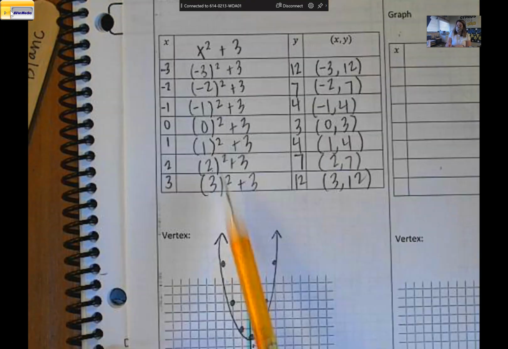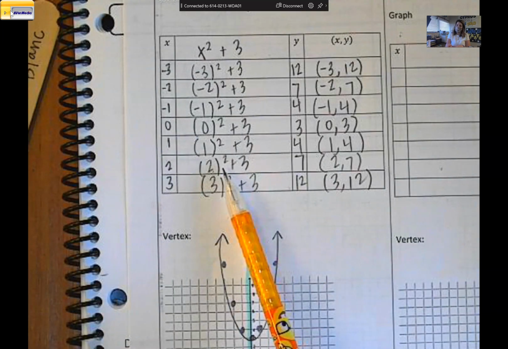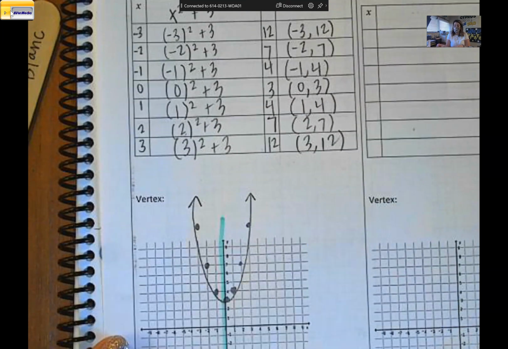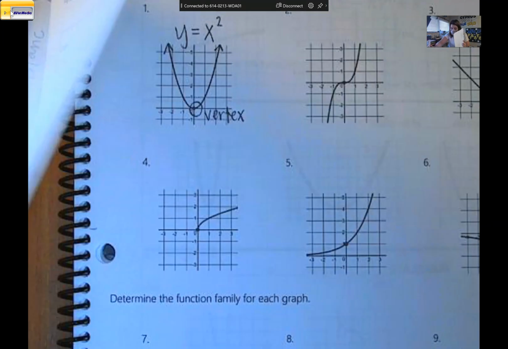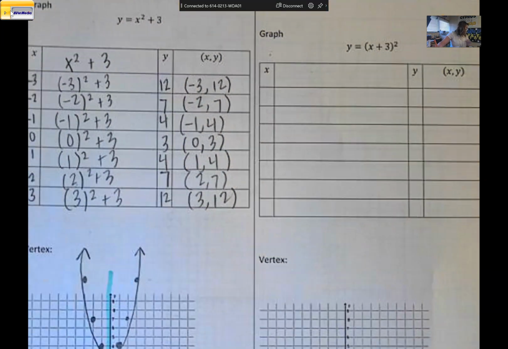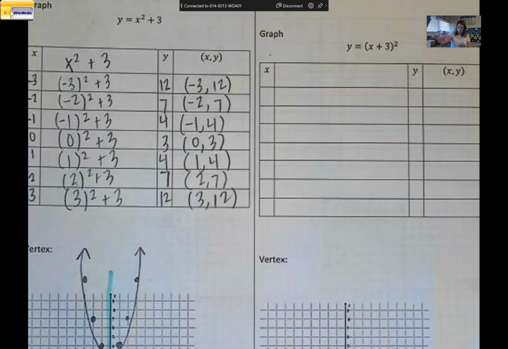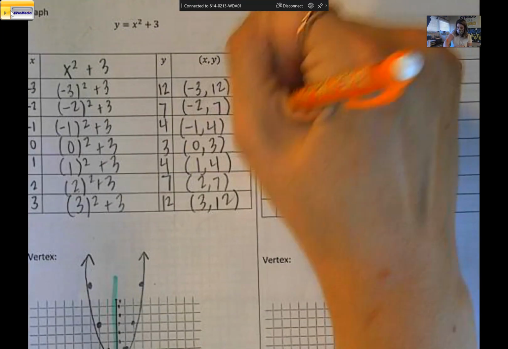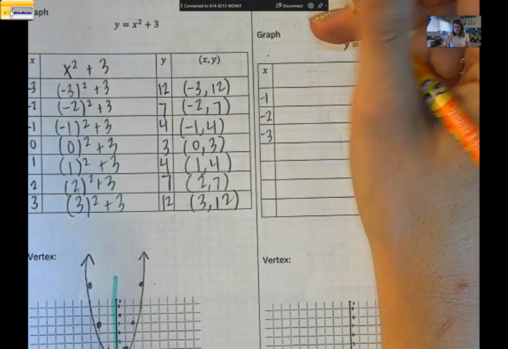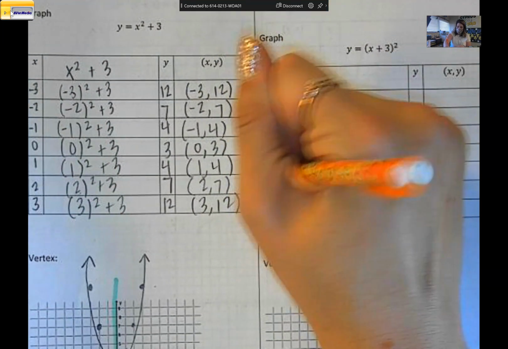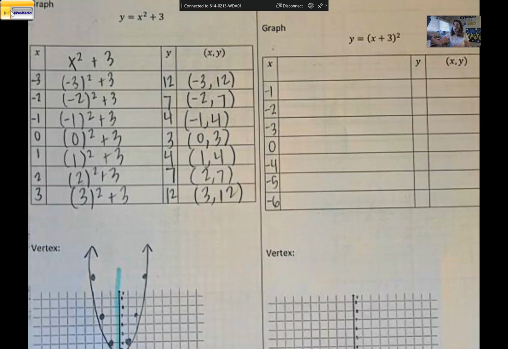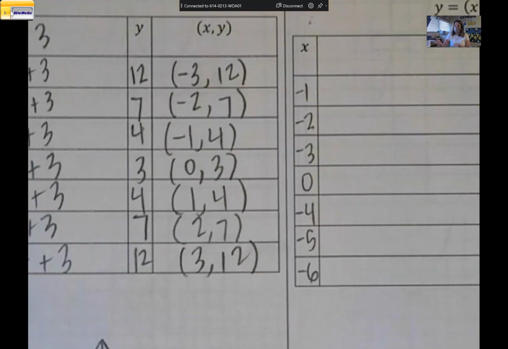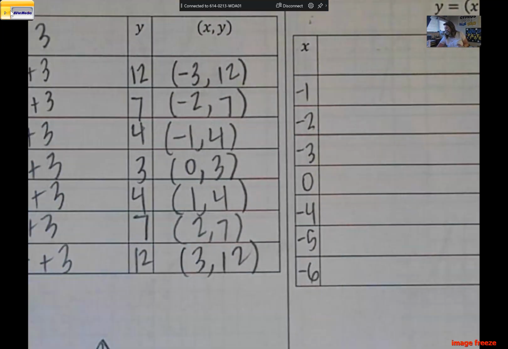So last time we learned how to do this part here in the middle, plug in the value, and today we're relating that to graphing. So I want you to try this one now without me. And the numbers that I want you to plug in this time are a little bit different. So I want you to do -1, -2, -3, 0, -4, -5, -6.